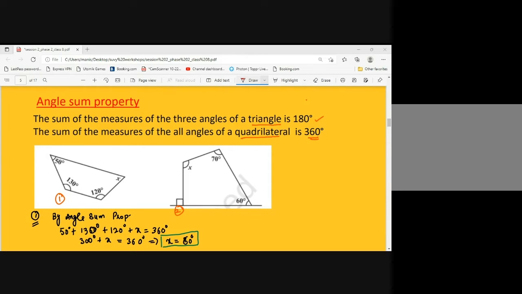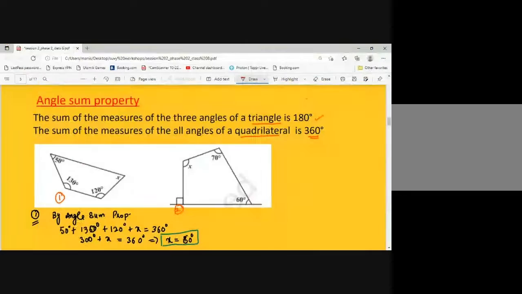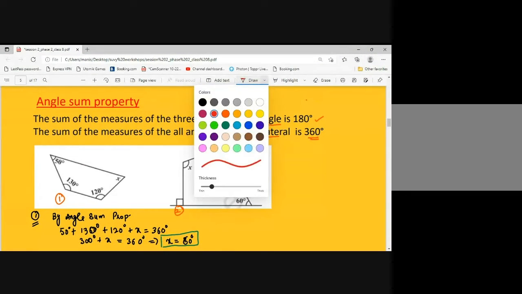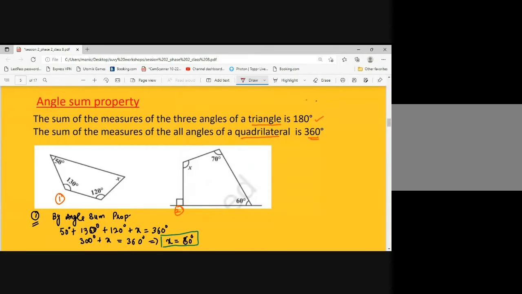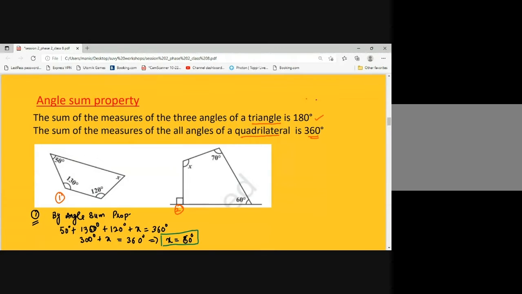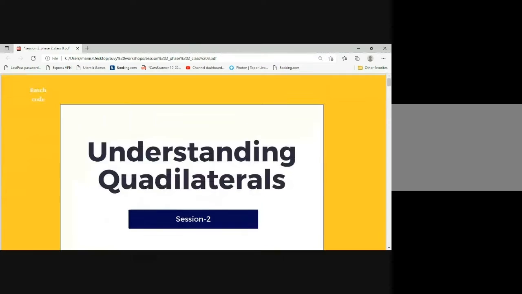Am I audible? Yes, ma'am. You're audible clearly. Okay. So can you see my screen? Yes, ma'am. Okay. So, Arohan, I was just on this part, what is angle sum property? Yes, ma'am. Okay. So let me give you a little bit of overview.